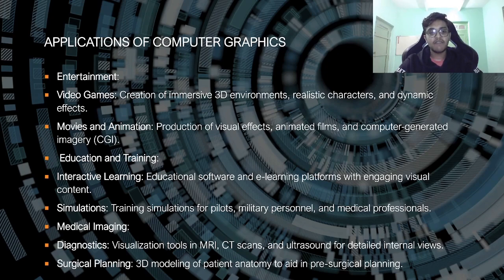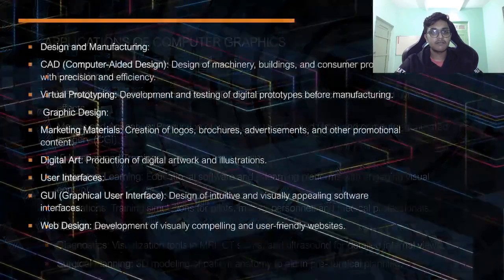Medical imaging, I feel this is one of the most important aspects of CG. Firstly, we have diagnostics and surgical planning. In diagnostics, it is visualization tools in MRI, CT scans, and ultrasound for detailed internal views. Next, we have surgical planning: 3D modeling of patient anatomy to aid in pre-surgical planning. Moving on to the next slide.